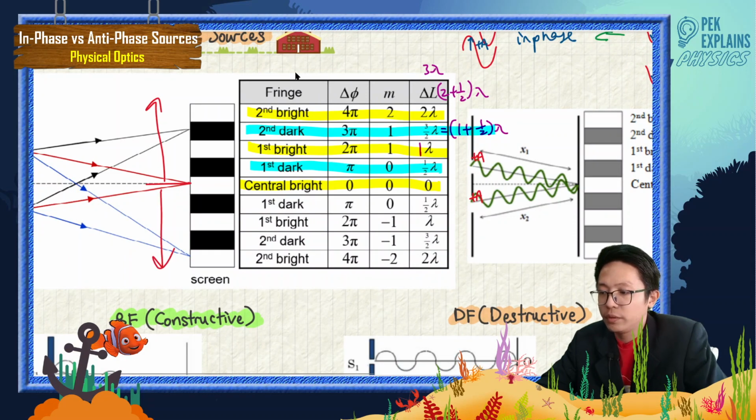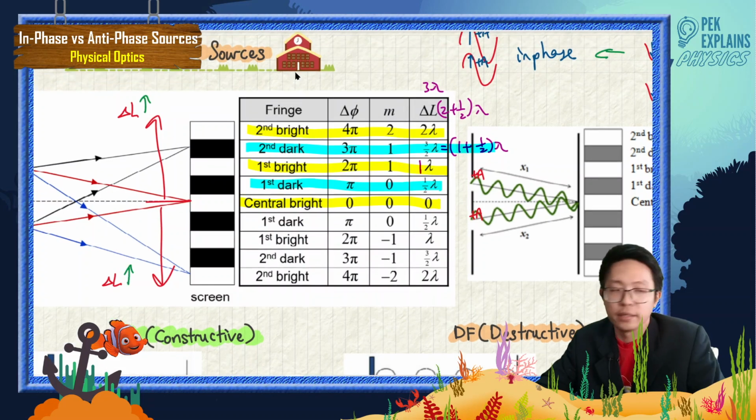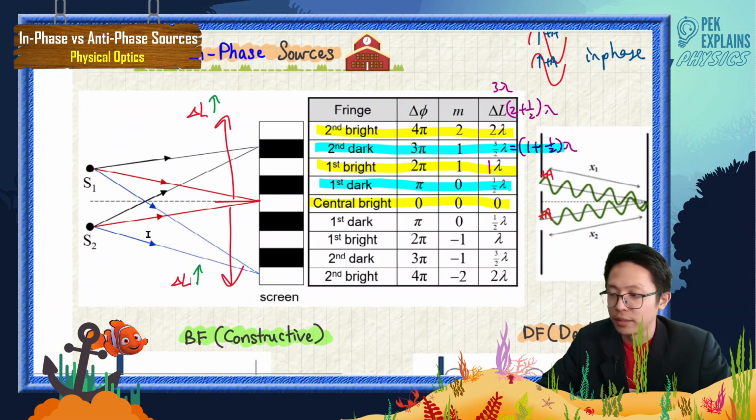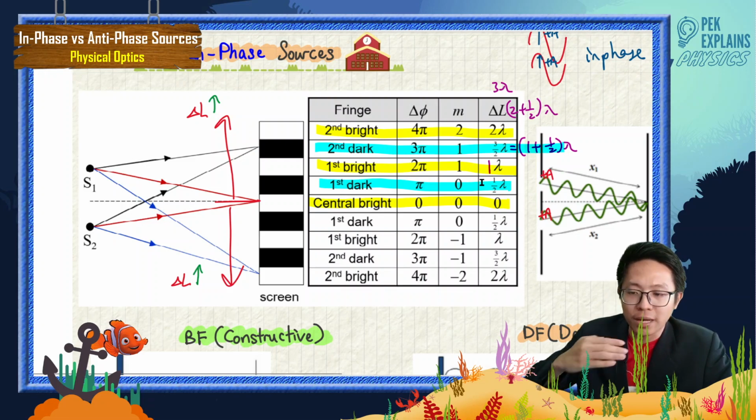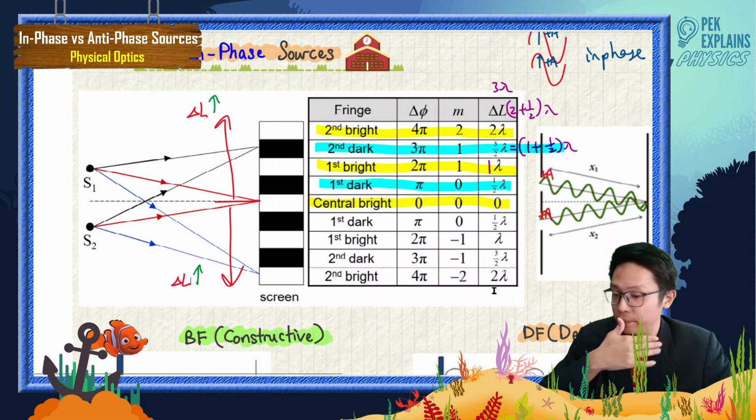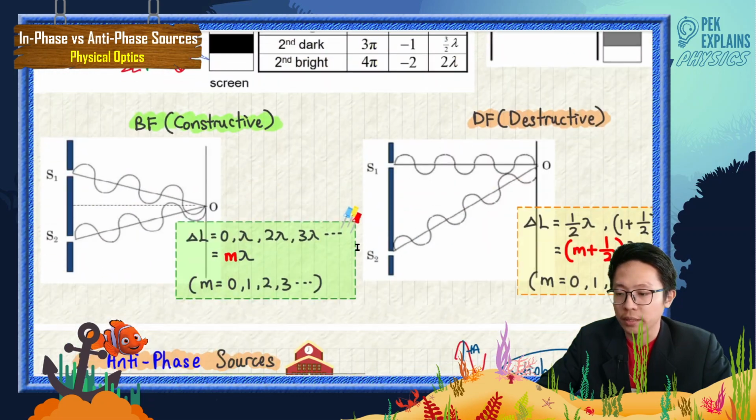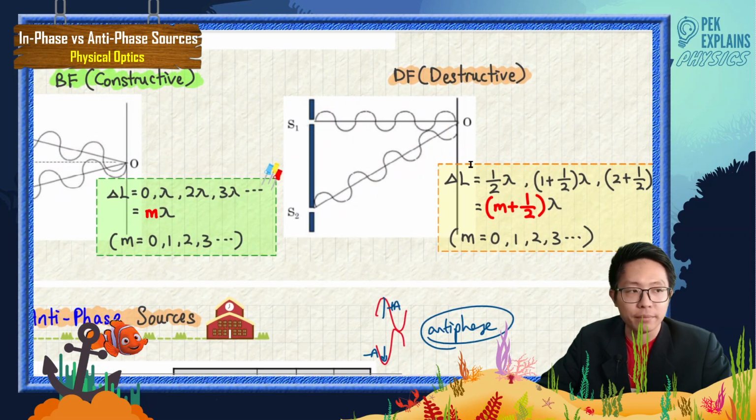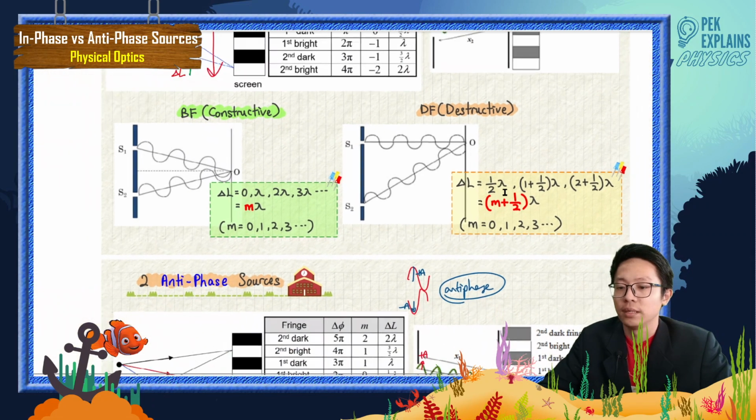So we can say that whether going up or going down, delta L is always increasing, because one of the waves has to travel an even longer distance. When going up or down the screen, the fringes change from bright to dark, switching from m lambda to m plus half lambda, and then back to m lambda, and then back to m plus half lambda. That's how it works. Understand?